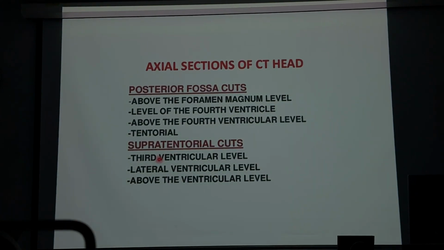What remains of the brain, we call the supratentorial cuts, which include as landmarks the third ventricular level, lateral ventricular level, and above the ventricular level. This is the leveling of the anatomy when we go to details.